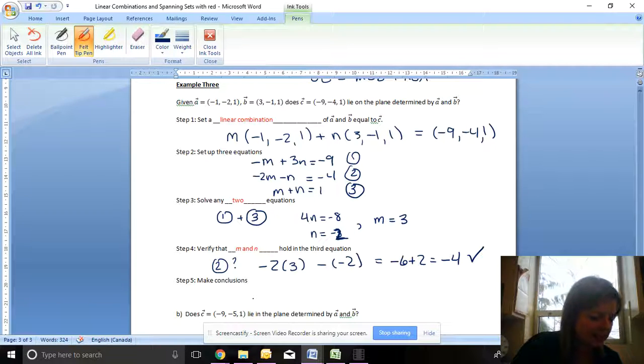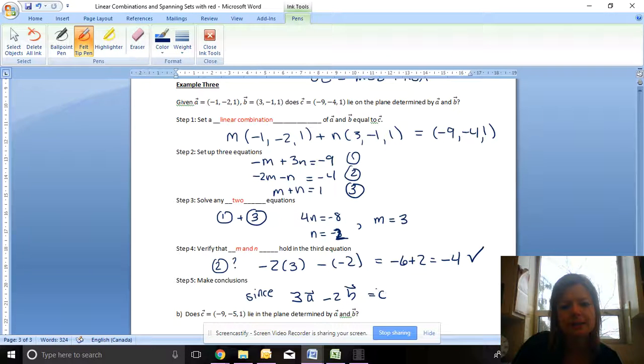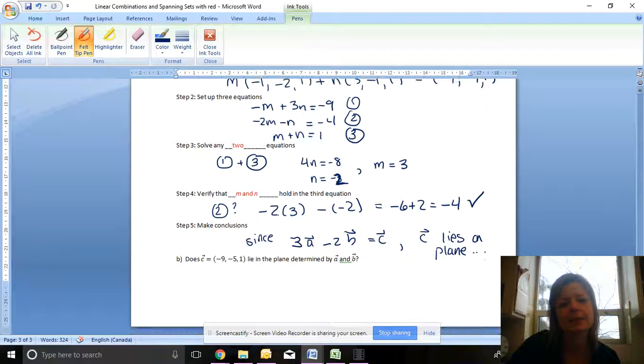So because that's true, since 3a minus 2b equals c, c lies on the plane determined by a and b. Okay, because a linear combination exists for this to be true, then it does lie on the plane.